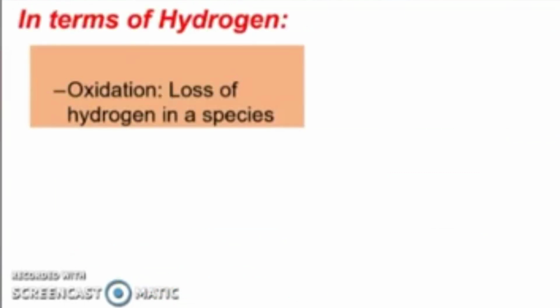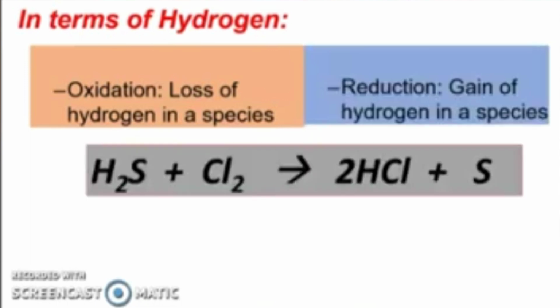Now let's look at the definition in terms of hydrogen. In terms of hydrogen, we define oxidation as either the loss of hydrogen or simply the removal of hydrogen. Take it again. Oxidation is defined as either the loss of hydrogen or removal of hydrogen. While reduction, on the other hand, will be the gain of hydrogen or the addition of hydrogen in a species.